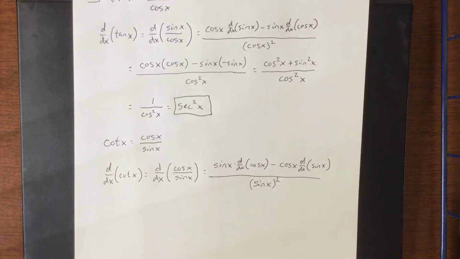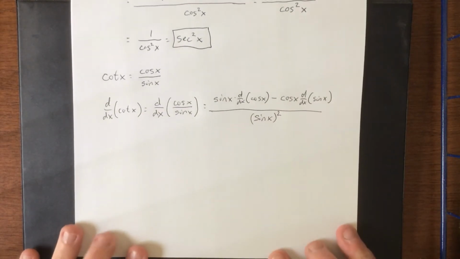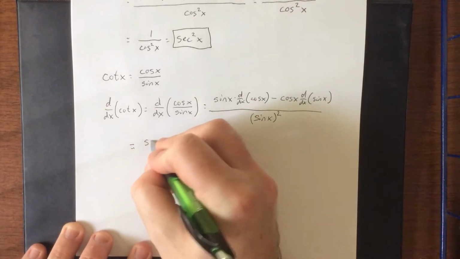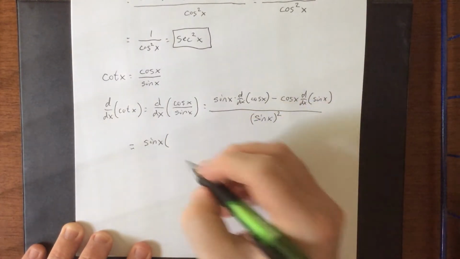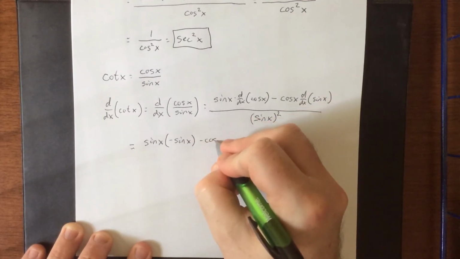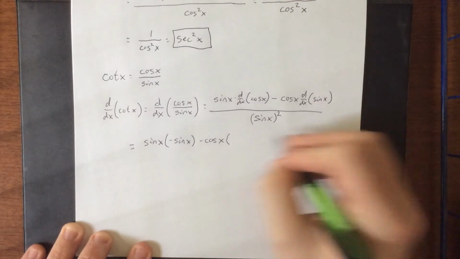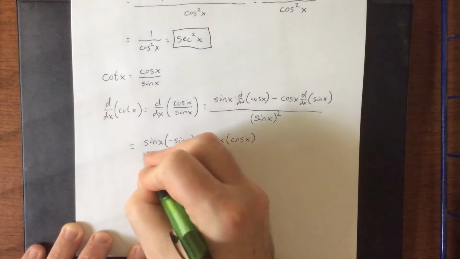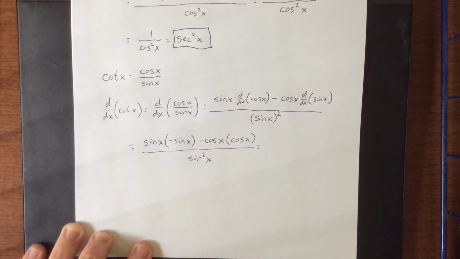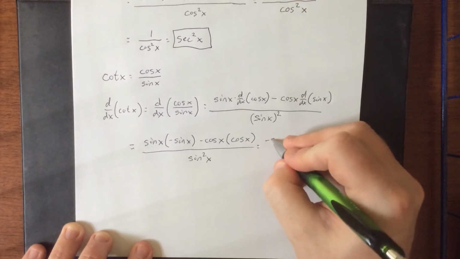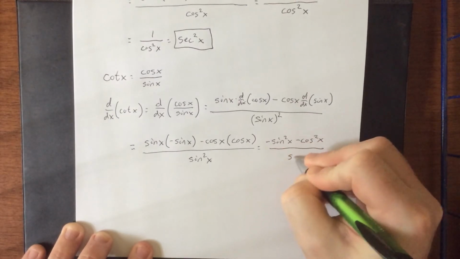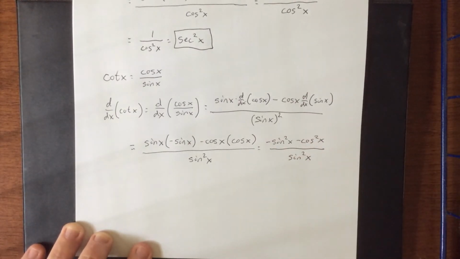Now, quotient rule doesn't finish the derivatives for us, but it does put them into a more basic form where we should be able to evaluate them more easily. So sine of x times derivative of the cosine of x is negative sine of x, less cosine of x times the derivative of the sine of x, which is cosine of x, over the sine squared of x. Continuing to simplify this numerator, this will be the negative sine squared of x minus the cosine squared of x all over sine squared of x.